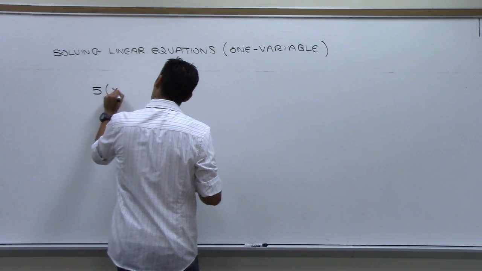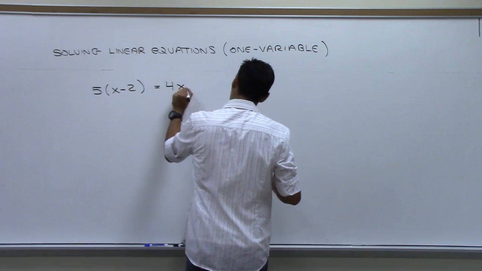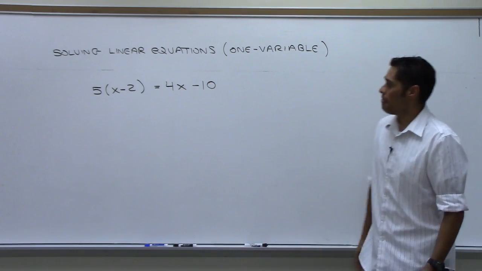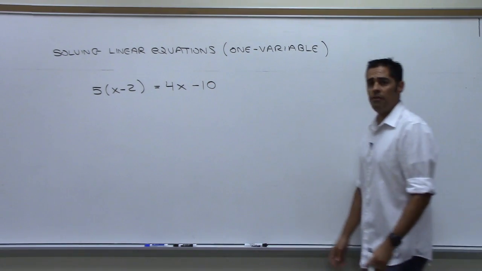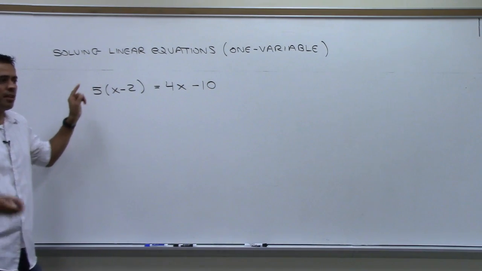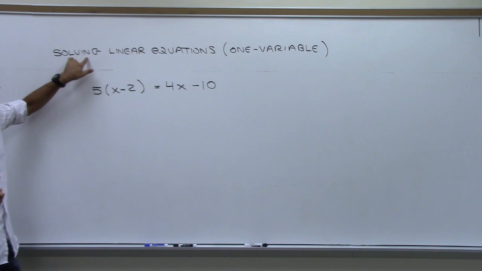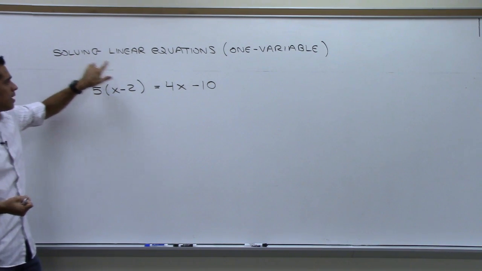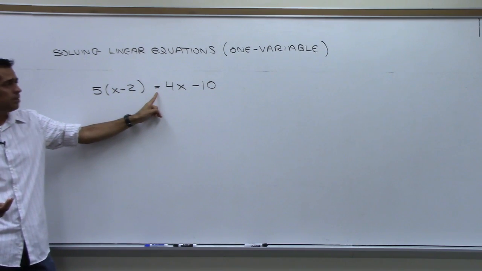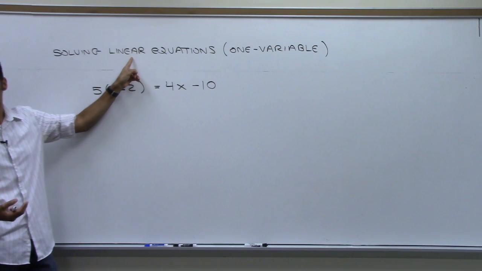5(x - 2) = 4x - 10. All right. So we're asked to solve, which means that we should get a numerical answer. You're working with an equation. We notice that we have the equal sign here, which creates the equation. It's linear. Now, what does it mean that it's linear?